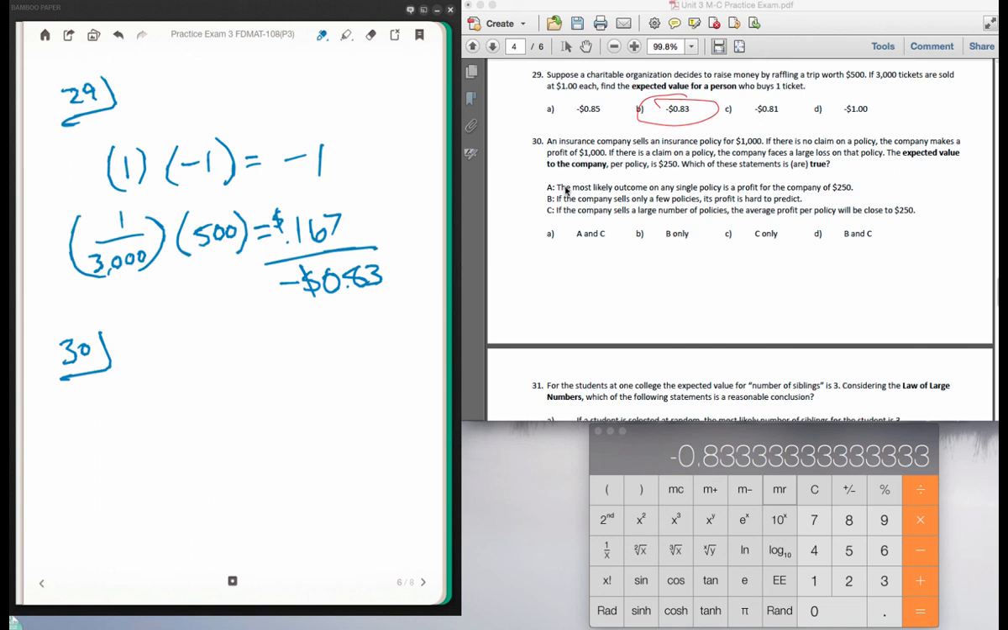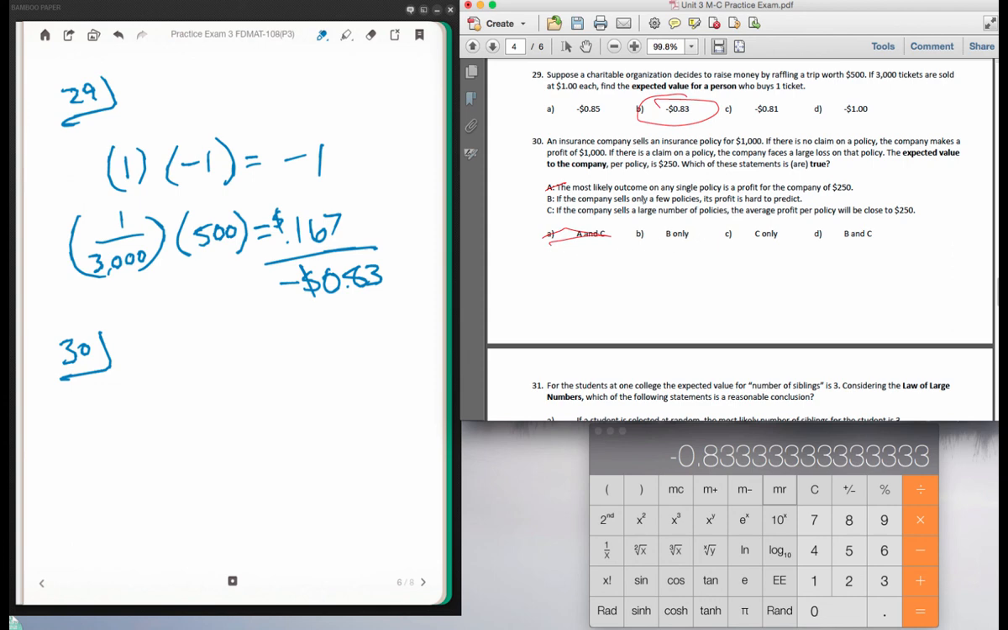Let's look at these. Okay, letter A. The most likely outcome of any single policy is a profit of $250. And the answer on that is incorrect. That's not true, because you're going to lose some, okay? So you can't just choose a random policy and say, we're going to get $250 profit off this. Some of those you're going to get $1,000 because they're not going to make any claims. Where you're going to lose money is when they start making claims. So in this case, A is not likely, so we can actually scratch that out. So we can also scratch out A down here because it contains it.